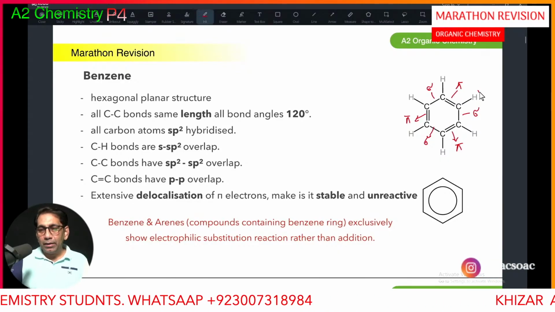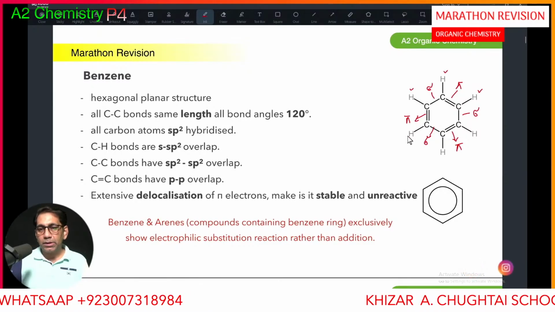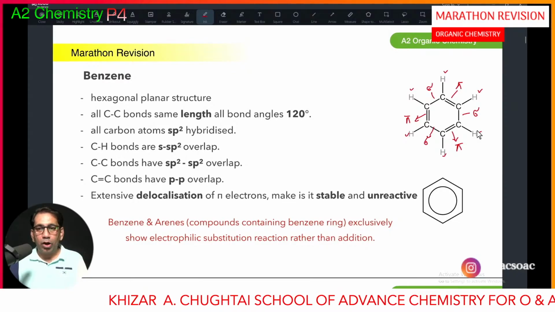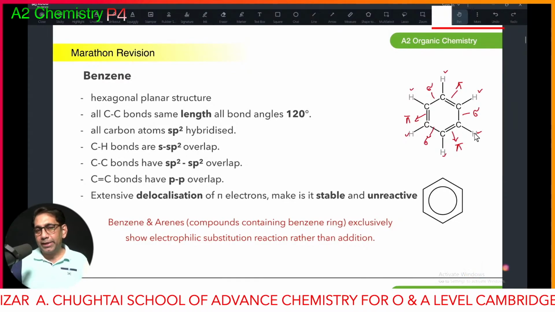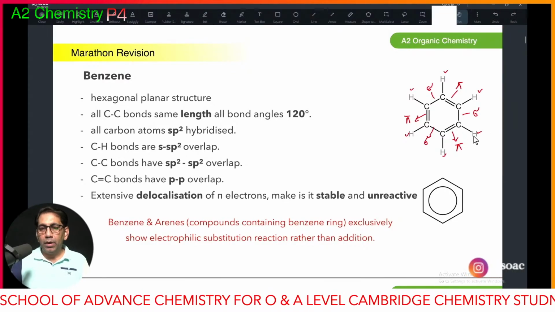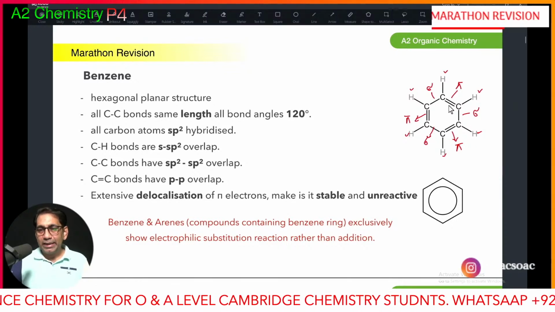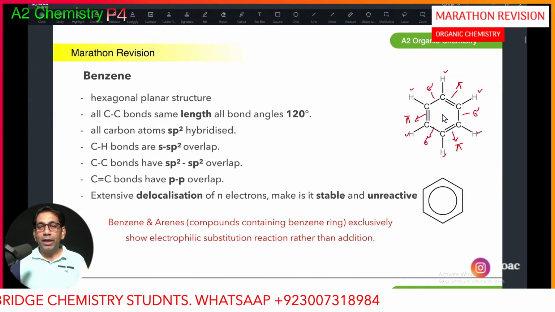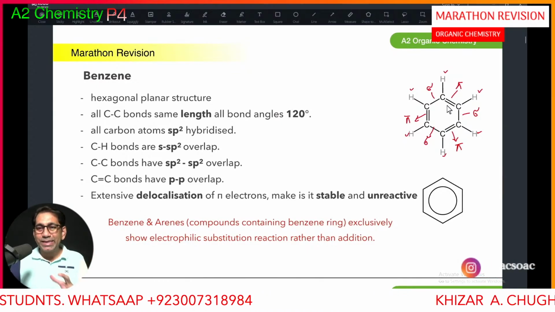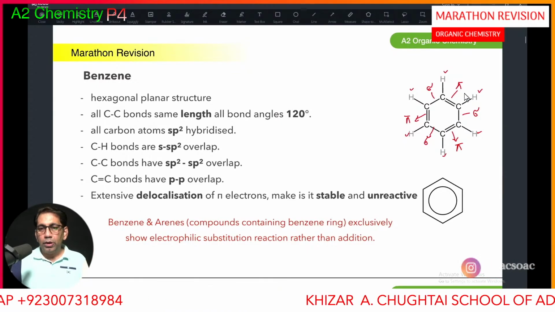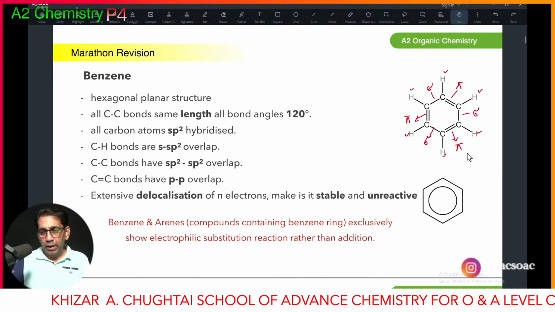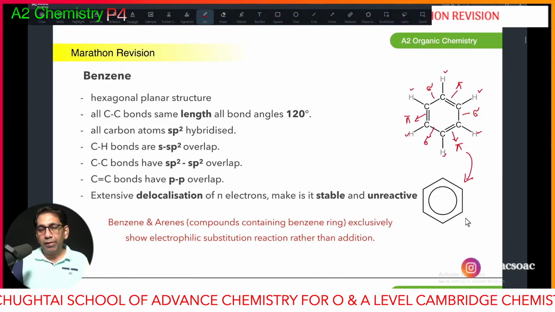It also has 6 hydrogen atoms attached to its carbons, and each carbon is attached to 1 hydrogen atom. But in fact, these 3 pi bonds are not localized. They are not fixed as indicated in this structure. So this is not the actual structure of the benzene ring. Here is the actual structure of the benzene ring.